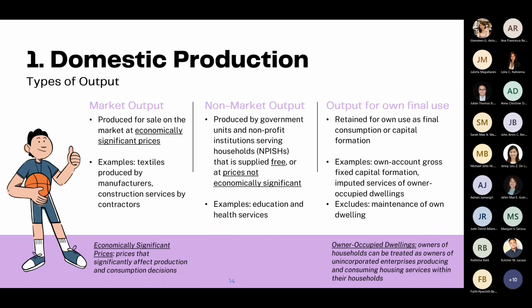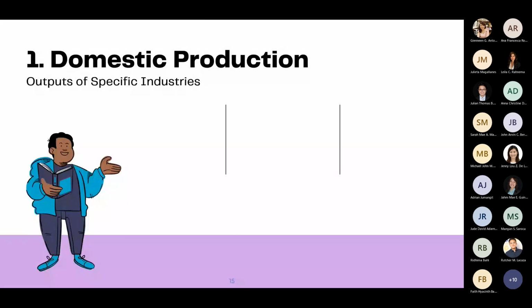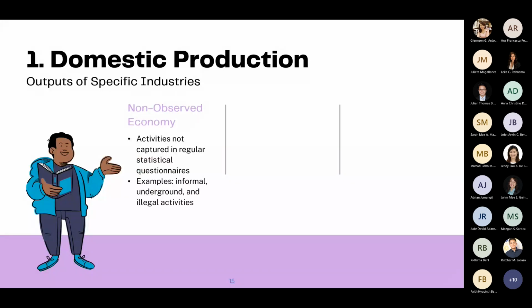Some examples would include owner-occupied dwellings, activities by the non-observed economy, and output of the central bank. So going first to the non-observed economy, these would be activities not captured in regular statistical questionnaires. It may be because the activity is informal or illegal. These are activities that escape the attention of surveys geared to formal activities. But these should still be recorded.